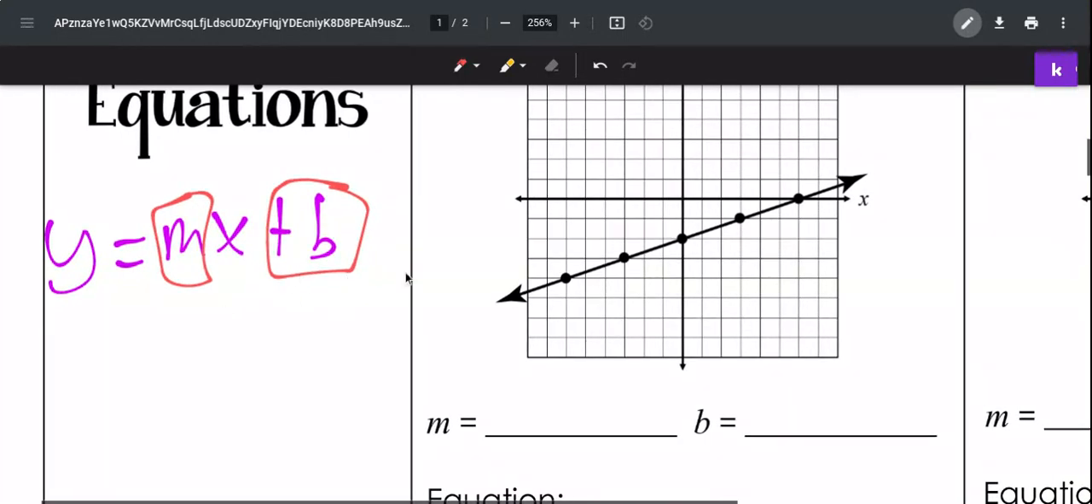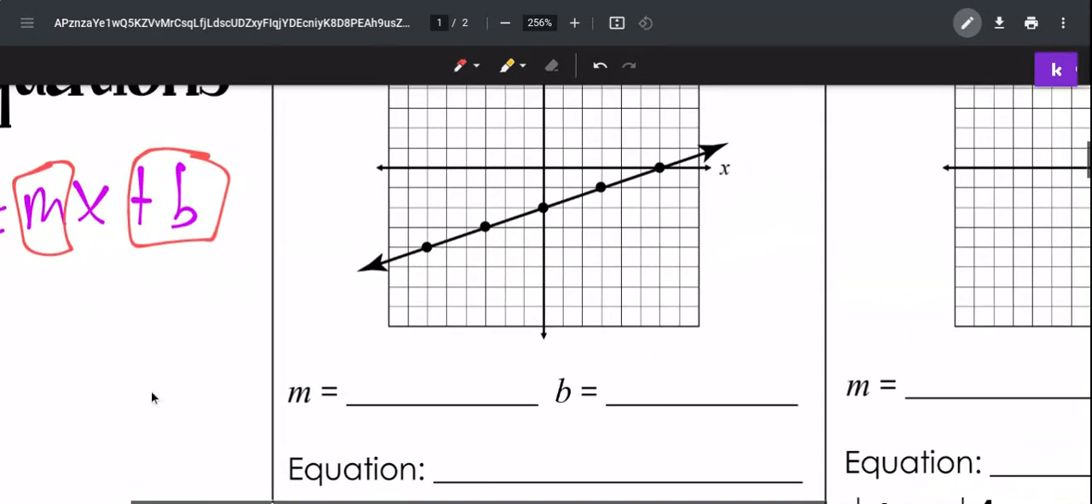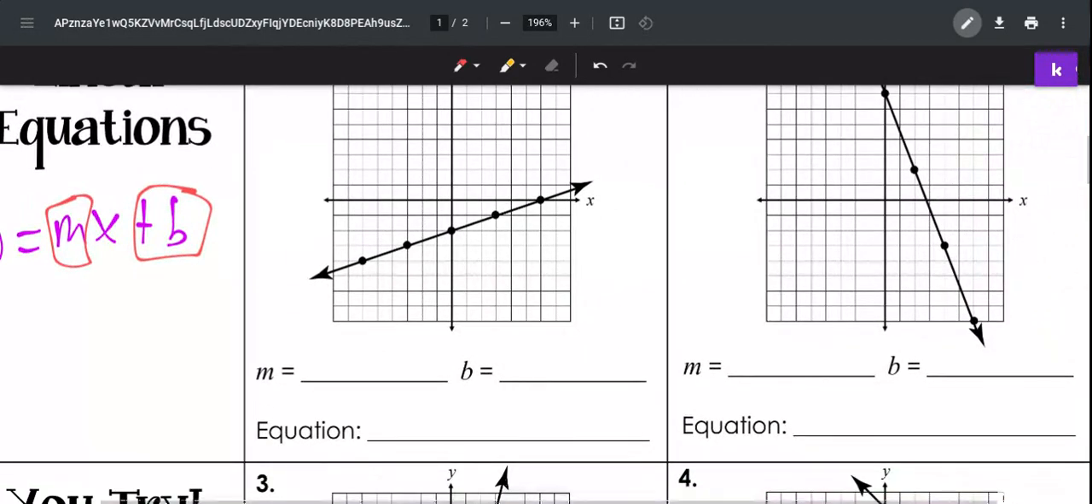All right, so when you go into the problem, you're at least going to have, for your equation, y equals, then you're going to have some x, you're going to have a number in front of x, and then you're going to have a plus or maybe a minus b. All right, so let's start with the slope.